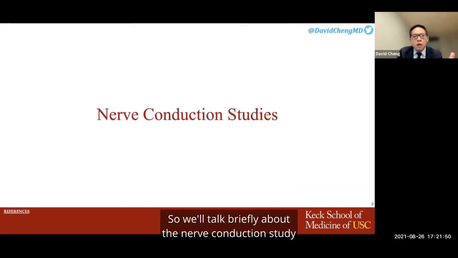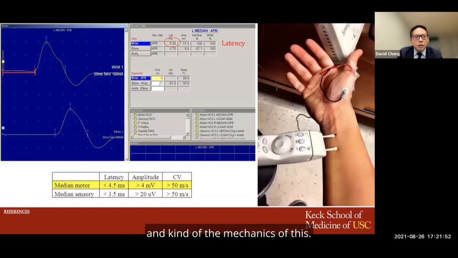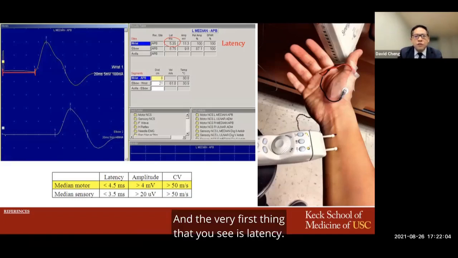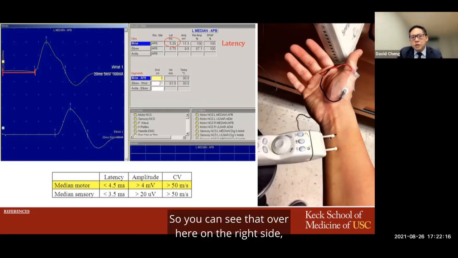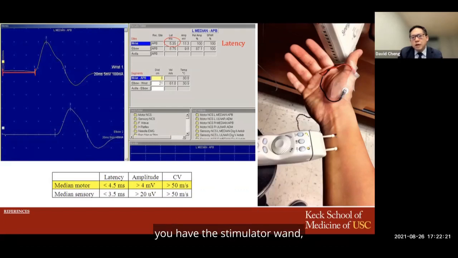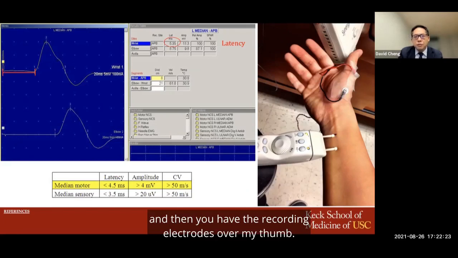So we'll talk briefly about the nerve conduction study and kind of the mechanics of this. Here you see my arm on the right side, and we're going to go over some parameters and what they mean. This is a setup for the median nerve, and the very first thing that you see is latency. Latency effectively is the amount of time that it takes from the delivery of the electrical stimulus to where the stimulus is picked up. So you can see that over here on the right side, you have the stimulator wand, and then you have the recording electrodes over my thumb.